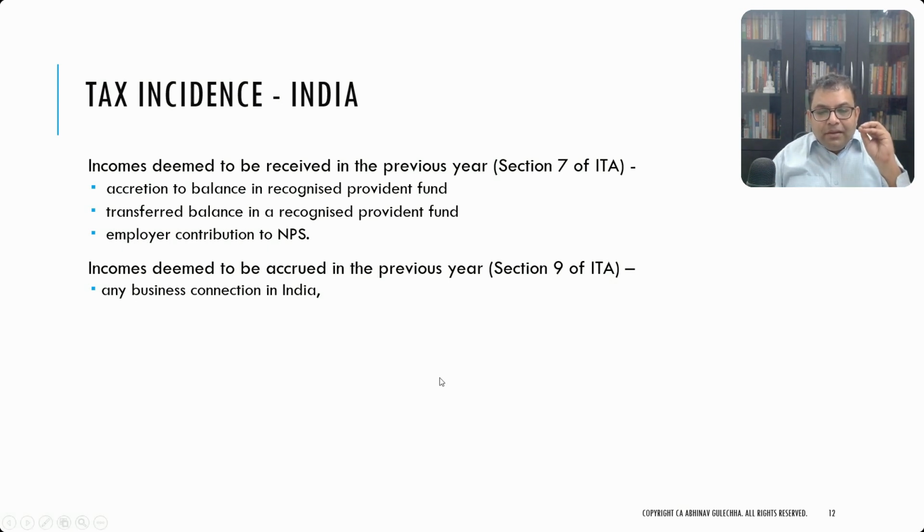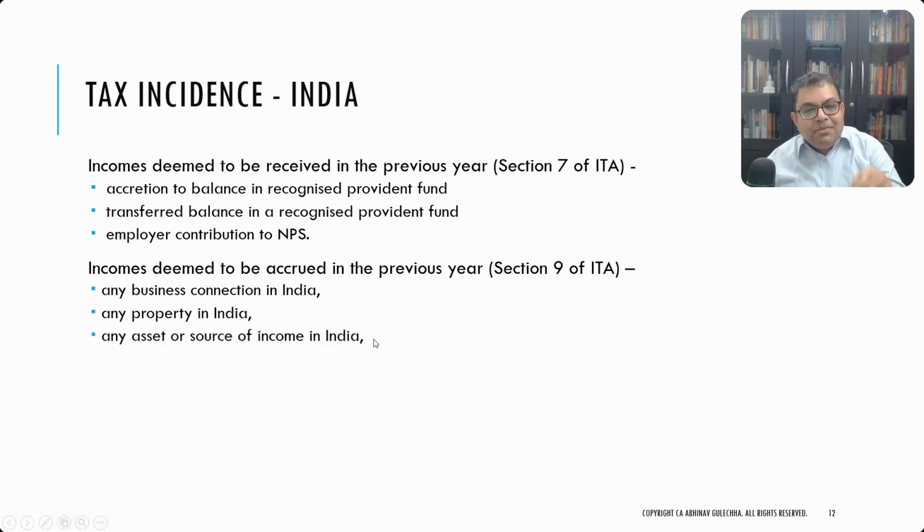So now, the income deemed to accrue in the previous year is, first, the income from any business connection, right? That means if you have any business connection in India, there is a concept of significant economic presence. Now, this requires a detailed video of its own. But basically, any business you do in India or any business connection, any income that you have from that business connection is taxable to you in India. Second, any property, for example, in India. So you have a property or land in India, any income from that property will be taxable.